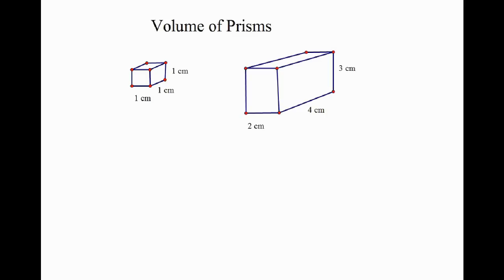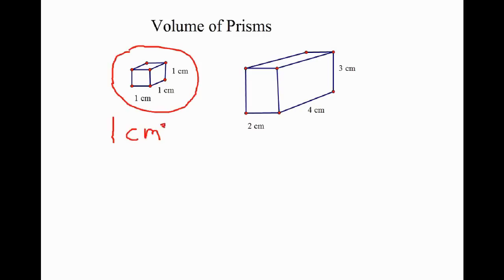Today we're going to be talking about calculating the volume of prisms. We've talked about this a little bit already in our introduction to volume, and of course when we're talking about volume we're talking about the size of a three-dimensional shape. So here I've got a couple of three-dimensional shapes. The first one here is, of course, a cube, and it's a cube that's 1 centimeter by 1 centimeter by 1 centimeter. So the volume of that cube is 1 centimeter cubed.